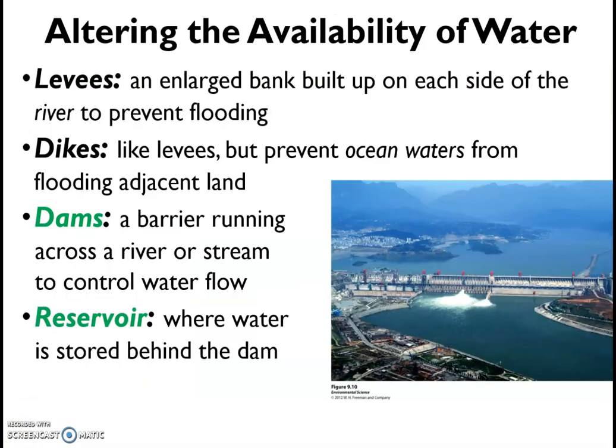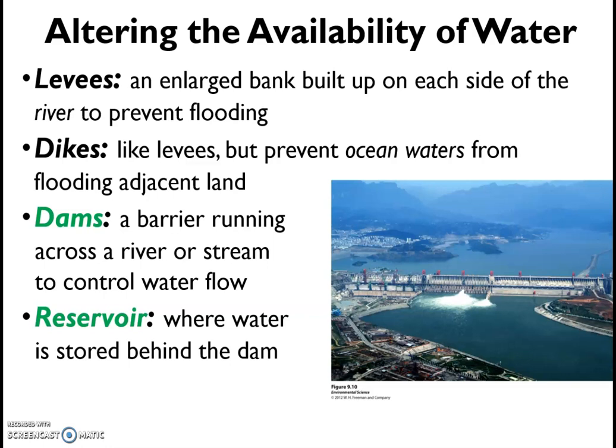Last but certainly not least, on the ways that we alter the availability of water are levees, dikes, dams, and reservoirs. So let's look at these. The first two are barriers that are built to prevent flooding. Levees are enlarged banks that are built up on either side of a river to prevent flooding.